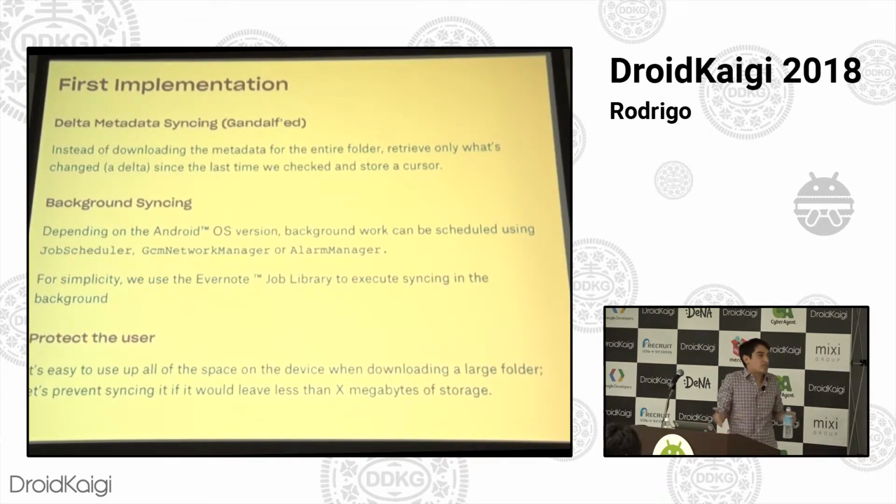And number 3, as I said, protect the user. It's easy to use up all of the space on the device. So what we do is make sure that when you offline a folder, you have at least 500 megs of space available on your device after you offline all of those folders. We've received some complaints from people saying, why are you doing that? I know what I'm doing. Stop doing that. But not everyone is a power user, so we want to keep that restriction there.